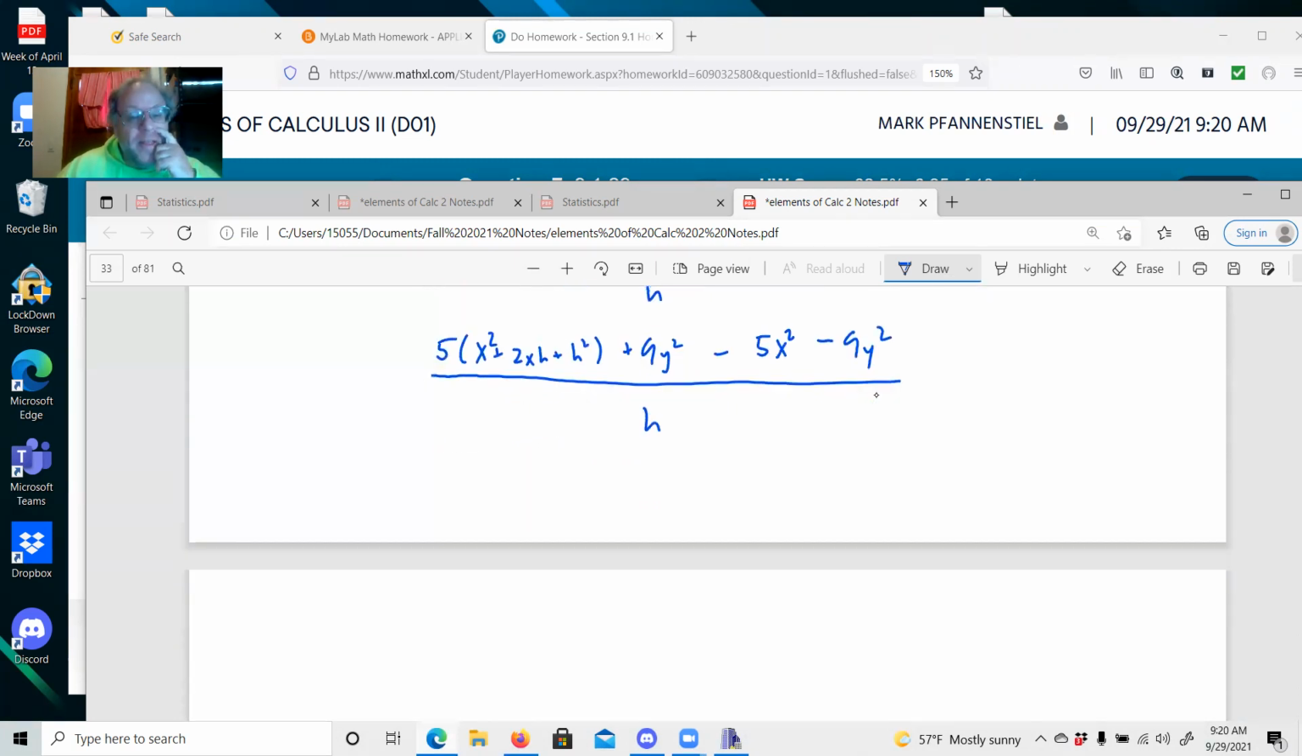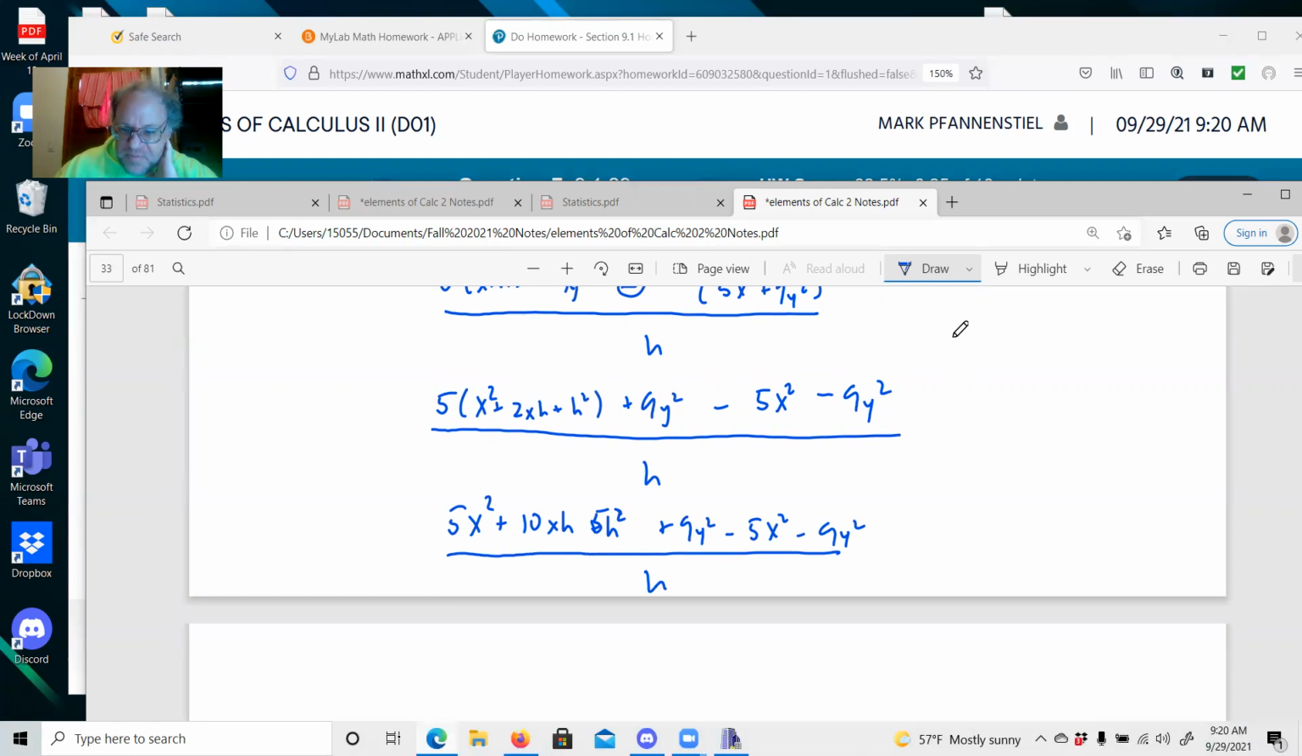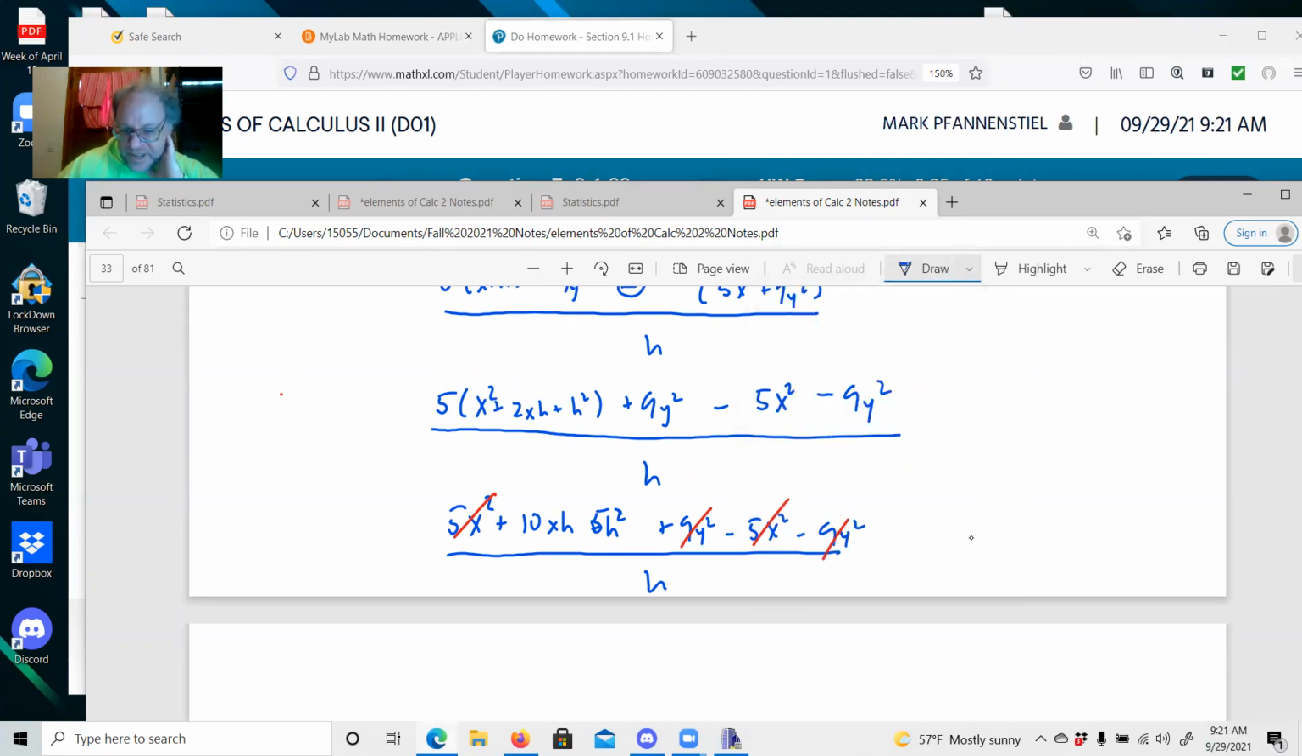So there we go. Okay, I'm kind of interested to see where this is going to go. 5x squared plus 10xh plus 5h squared plus 9y squared minus 5x squared minus 9y squared, all divided by h. Some stuff cancels. The 5x squared cancels, the 9y squareds cancel. So all we're left with, okay, this is going to be a pretty consistent type of idea here.